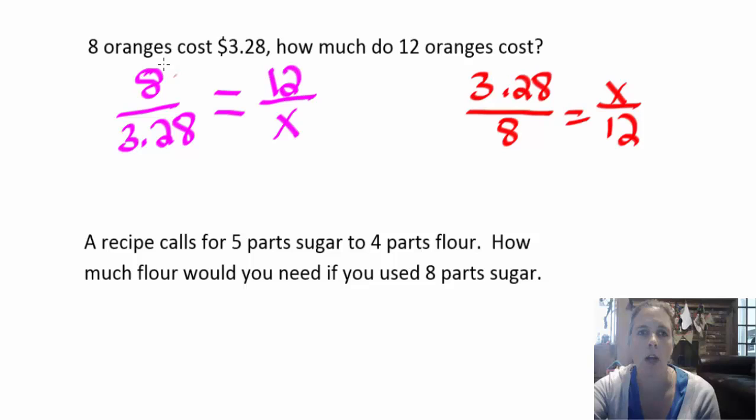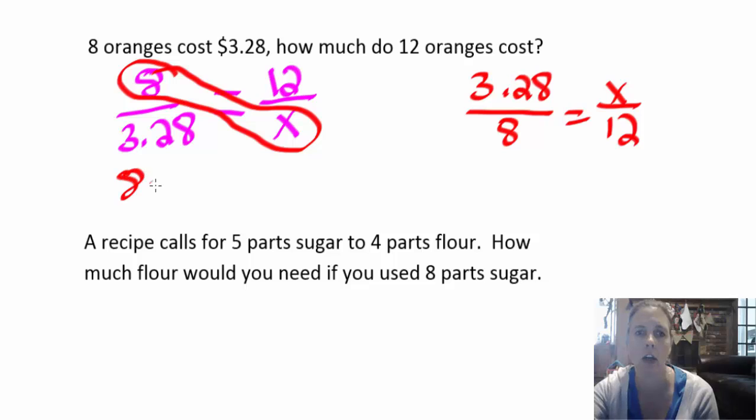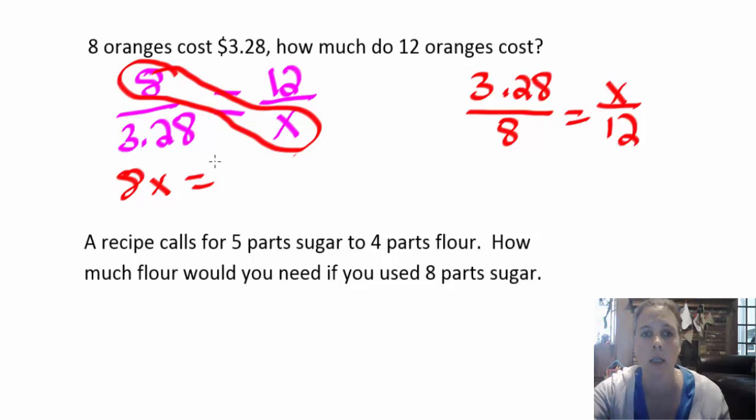So when we cross multiply, this is why you have to know how to cross multiply, because they get a little harder. 8x and 3.28 times 12. I'm not sure what 3.28 times 12 is. I'll just do it real quick in my calculator. You guys can probably do this quicker than me. 3.28 times 12 equals 39.36.